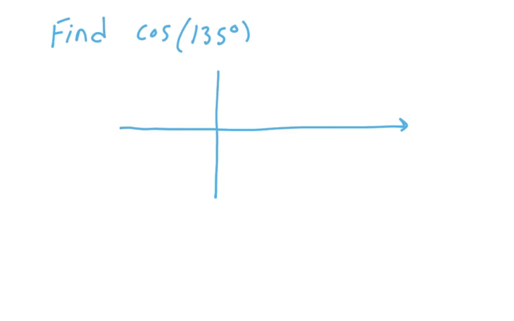What's nice about that? Suppose I wanted to find cosine of, we'll say, 135 degrees. And what's nice about this is the reference angle idea. Here's x, here's y. Now, 135 degrees is in quadrant 2. That's here.